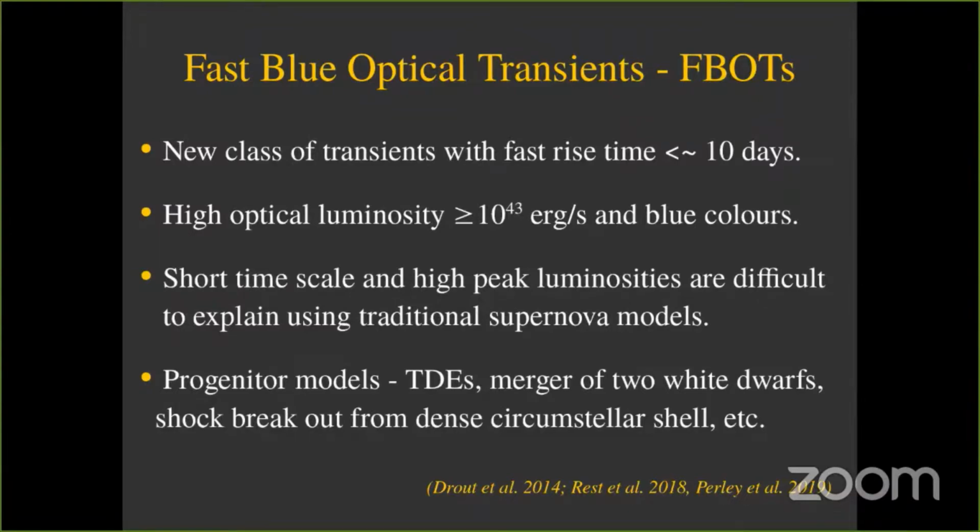They are also characterized by very high optical luminosities and blue colors. So the challenge is the fast timescales and high peak luminosities together. These are difficult to incorporate in traditional supernova models. There are various attempts in the literature regarding the progenitor models of FBOTs. These include tidal disruption events, mergers of white dwarfs, shock breakout from a dense circumstellar shell, etc. However, so far there is no conclusive evidence supporting one particular scenario for different FBOTs.